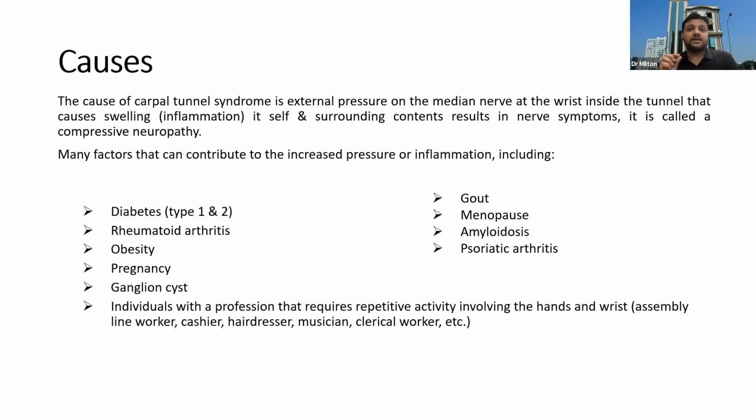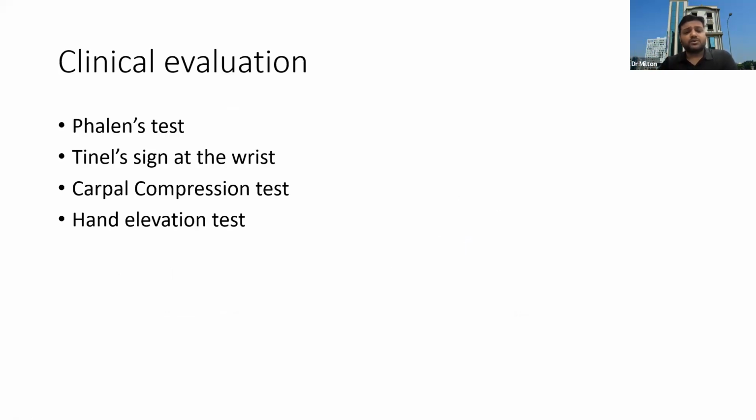So if the anatomical variation is more and the thickening is more, and the patient is very obese, in more than 100 cases, at that time we sometimes consider more than intervention, so sometimes we need surgery also. So actually a very good history gives a very good diagnosis. Gout, menopause, psoriatic arthritis, or any ganglion cyst may decrease the osteofibrous tunnel area, so it causes compression over the median nerve. So we can evaluate.